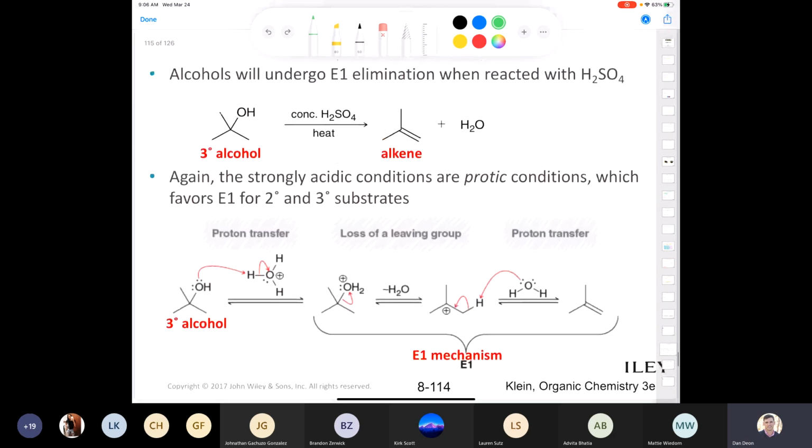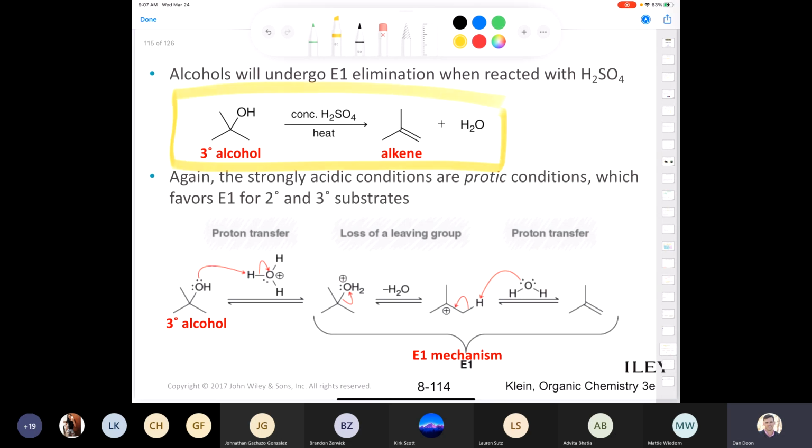What else? This is another reaction that's going to come up a lot, and that is taking a tertiary alcohol and treating it with concentrated sulfuric acid to produce an alkene. Now, again, these are also protic conditions, which is going to favor an E1 reaction. The first step is going to be the proton transfer to produce a good leaving group. The leaving group leaves, and then we get an E1 reaction occurring to produce an alkene. This reaction comes up a lot in organic chemistry.